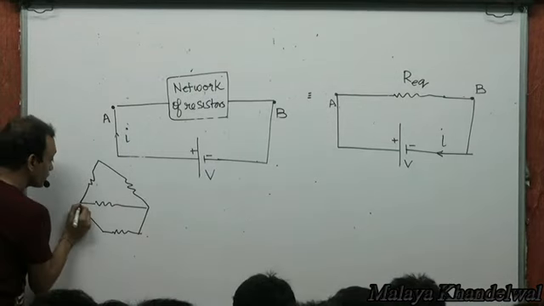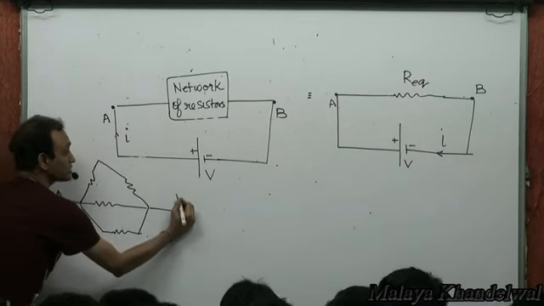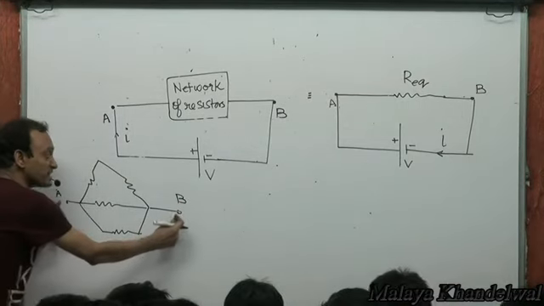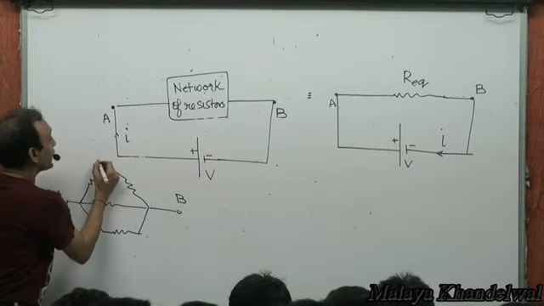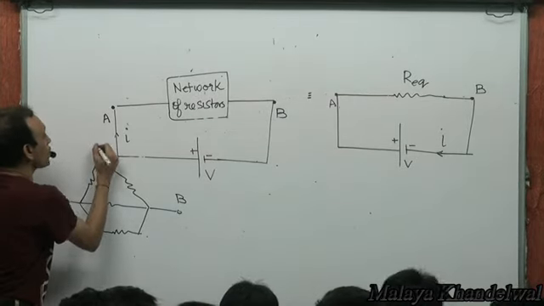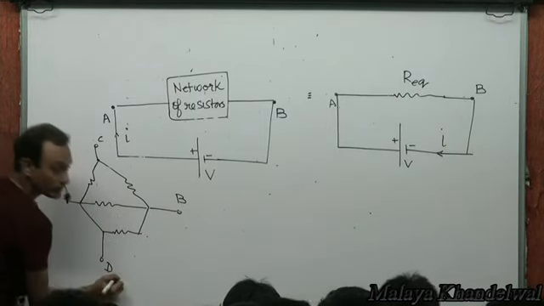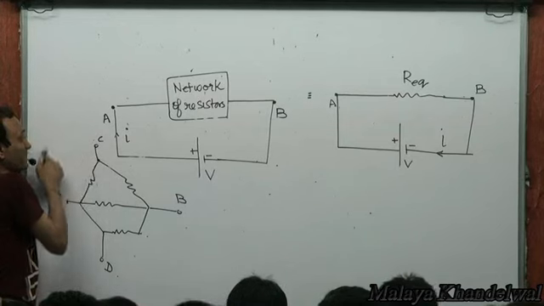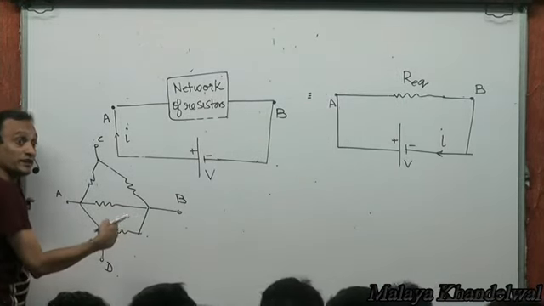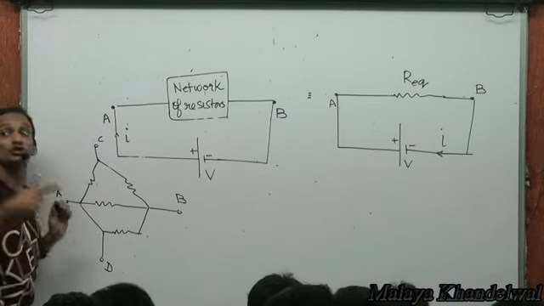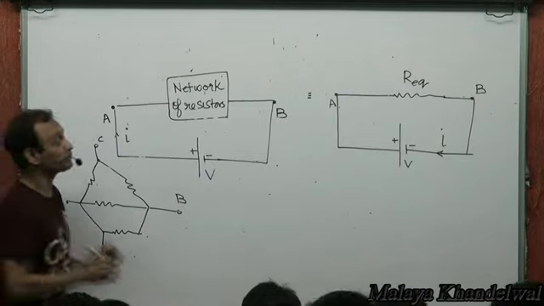I could seek equivalent resistance across A and B, in which case the hypothetical battery would have to be connected across A and B. Or I could seek equivalent resistance across C and D. Say C and D are these points. Then I would have to imagine a battery connected across C and D. So it would have to be specified. Equivalent resistance across which 2 points would have to be specified and stipulated, right?